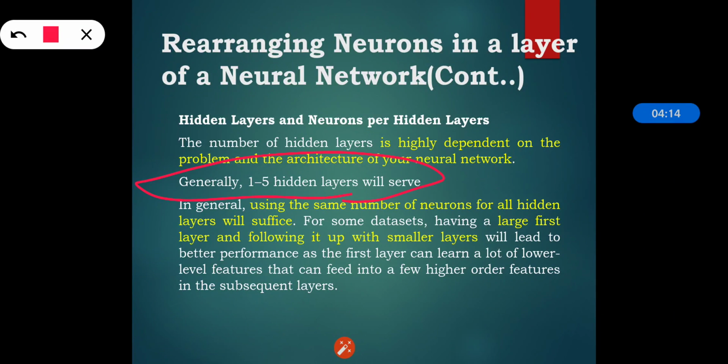In general, using the same number of neurons for all hidden layers will suffice. It means that when we do not have a very large, complex problem, the same number of neurons in the hidden layers can be okay. For some datasets, having a large first layer followed by smaller layers will lead to better performance. So starting with a large first layer and then connecting it with smaller layers can give us better performance. In this way we can rearrange the neurons in the layers of a neural network.